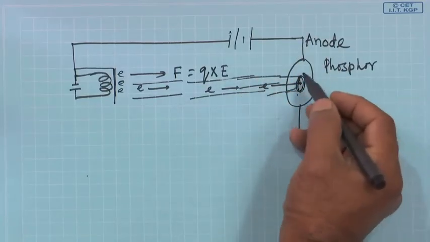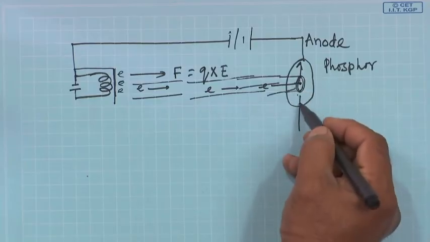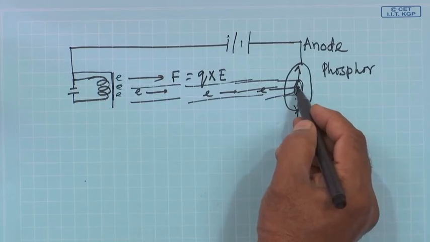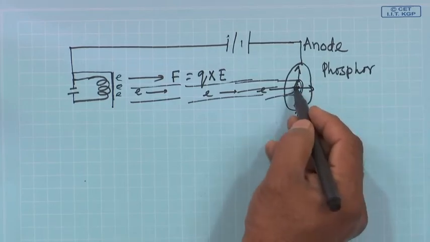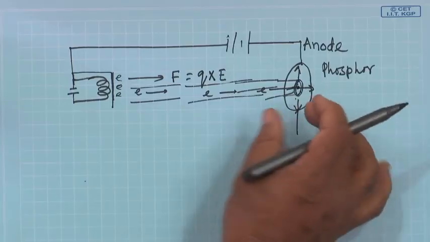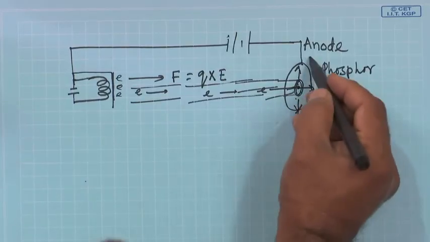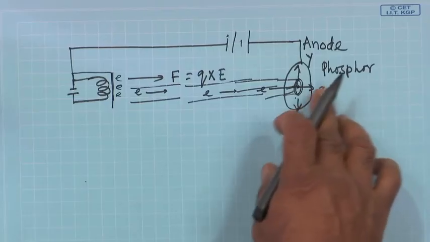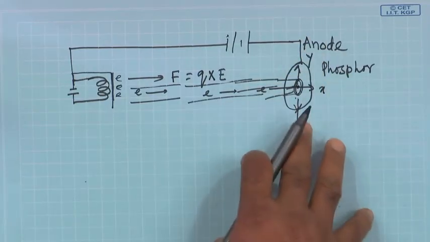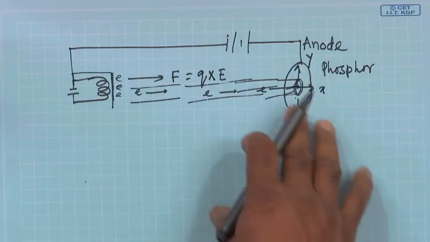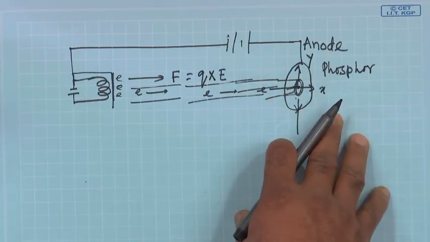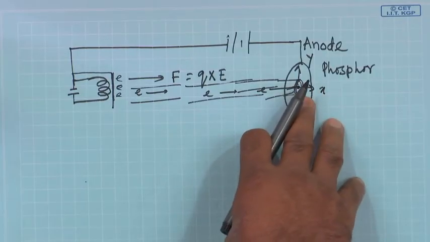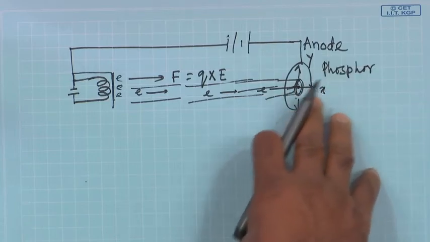You want to switch it on or off, or move it towards left or right along the x axis. If this is the y axis and this is the x axis, and you want to move the spot along the x axis or y axis, how can I do that? Or the spot is not centered, not exactly at the center, and I have to bring the spot to the center.